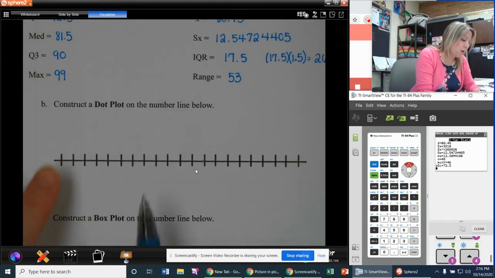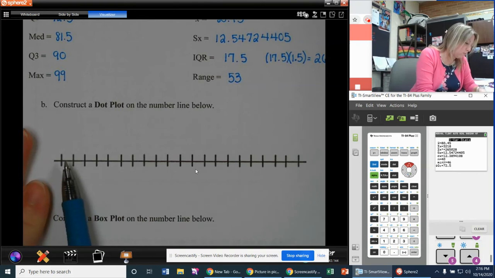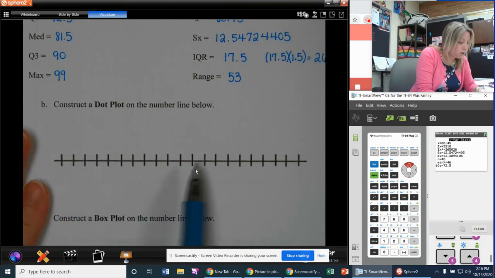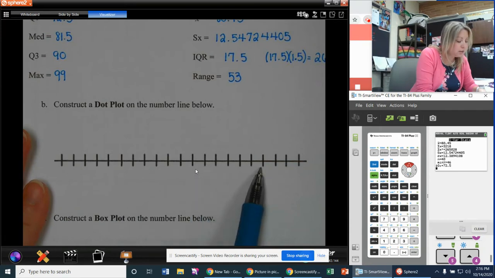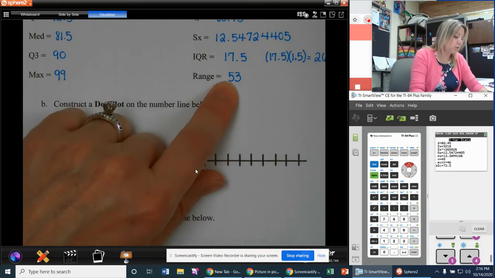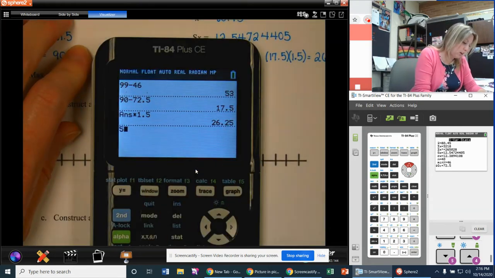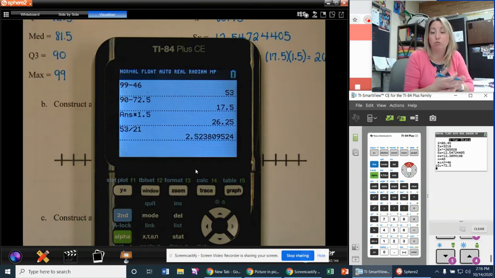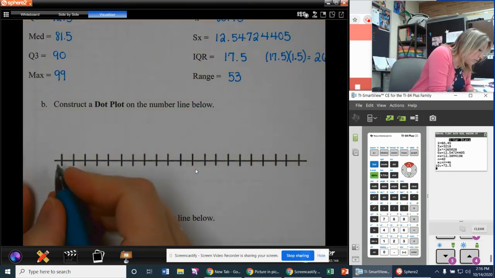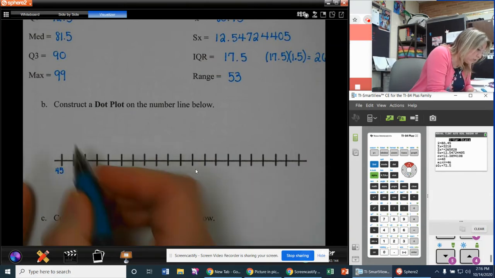So first I want to know how many hash marks I have on my number line. 1, 2, 3, 4, 5, 6, 7, 8, 9, 10, 11, 12, 13, 14, 15, 16, 17, 18, 19, 20, 21. And I know my range is 53. So let's take 53 and divide it by 21 hash marks. And we see that we're going to have to go by 3s or 4s or 5s. So I'm going to go by 3s to try and fit everything. And what I'll do is I'll start down here with 45, right? Because 46 will be right up there.